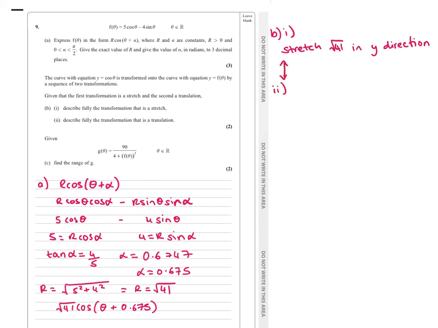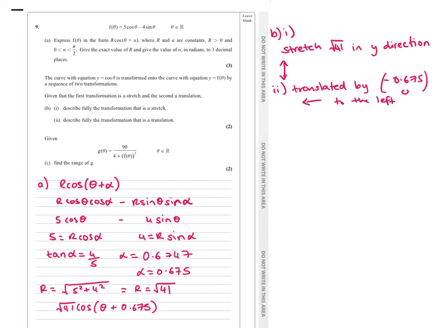And then part B, it's inside the bracket. So it's been translated by minus, because we do the opposite. So this is translated by minus 0.675. I'm not going to write to the left, I'm going to draw an arrow to the left. Okay, and I've written by what vector it's been translated by.